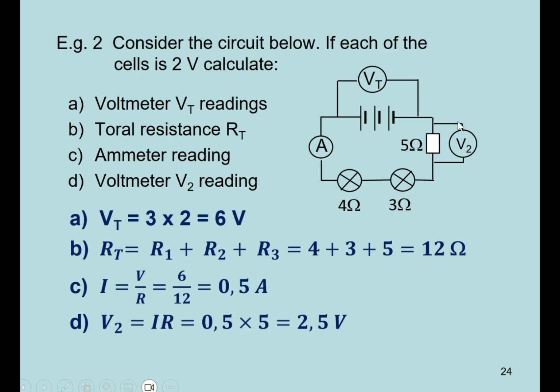Well, what's the reading over here? If you look just between these 2 points in the circuit, what do you know? Well, you know the resistance, and we also know the current, because the current is the same as it is there. So now we use this version. Voltage is equal to the current times the resistance. The current is 0.5. The resistance there is 5 ohms. It's not the full 12 ohms. And that gives me 2.5 volts.